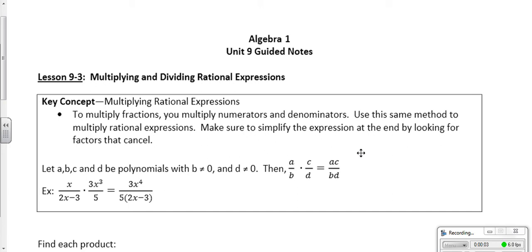Lesson 9.3, Multiplying and Dividing Rational Expressions. Now this one's a nice lesson because you're talking about doing two different things, multiplying and dividing, but with one simple fix, you're essentially doing the same thing in both cases.